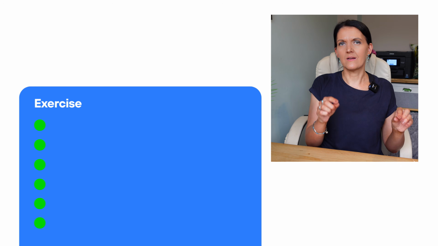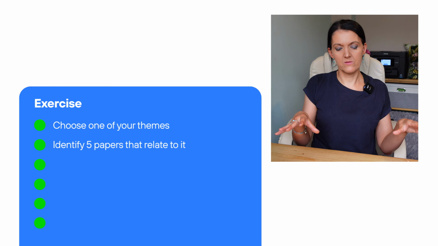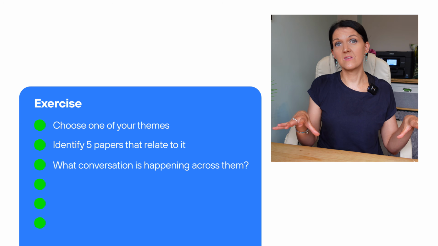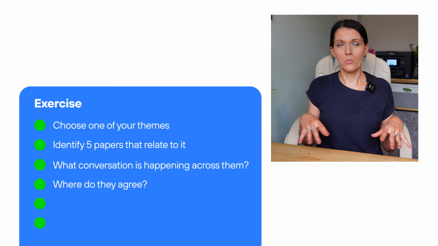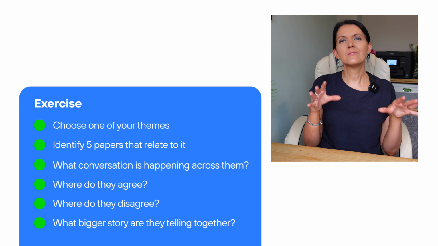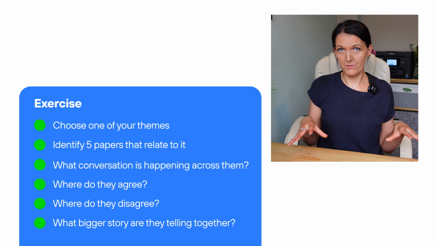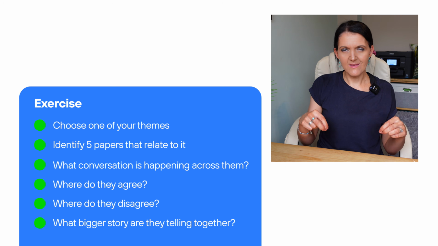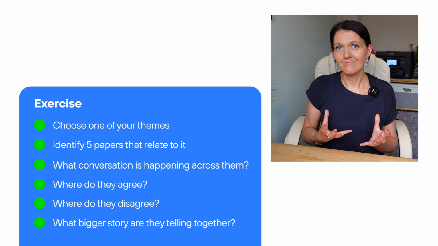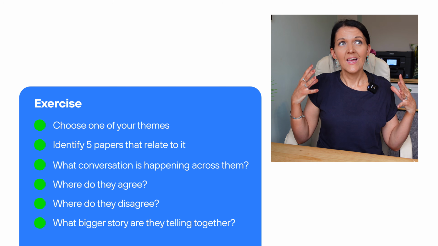Here's a little exercise I'd like you to try. Choose one of your themes and identify 5 papers that relate to it. Ask yourself, what conversation is happening across these 5 papers? Where do they agree? Where do they disagree? What bigger story are they telling together? Write down your answers to those questions and then start writing your first paragraph about those papers. And I think you'll be surprised at how much easier it is to move beyond summary when you've got those questions as your foundation. Seriously, don't just nod along to this. Actually go and do this exercise because it makes such a difference.